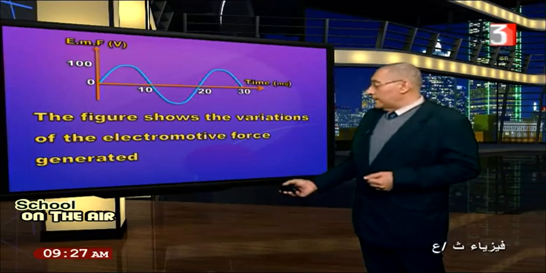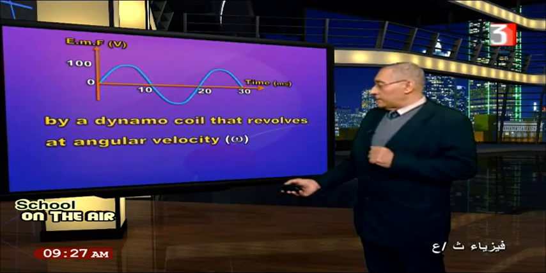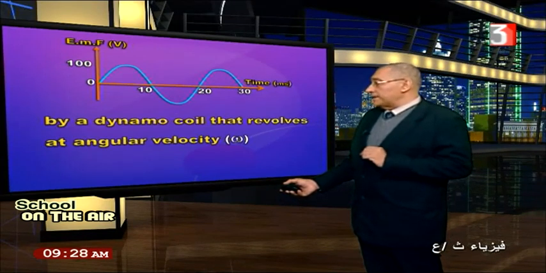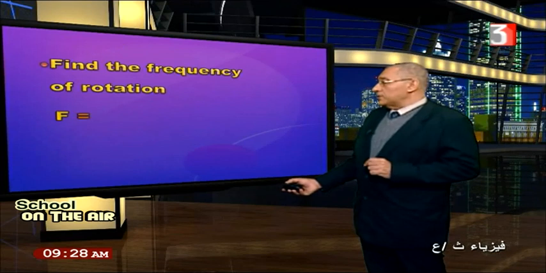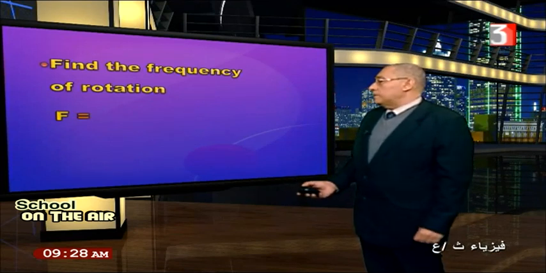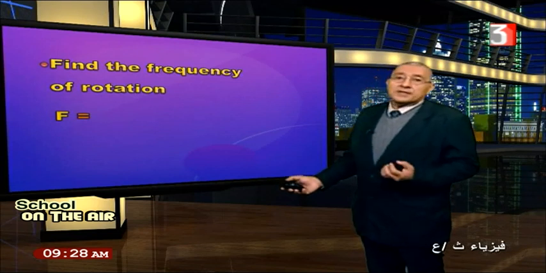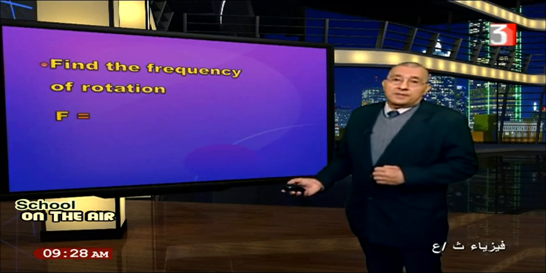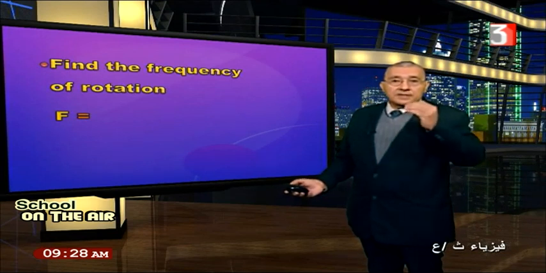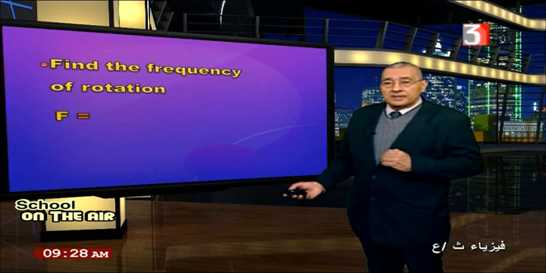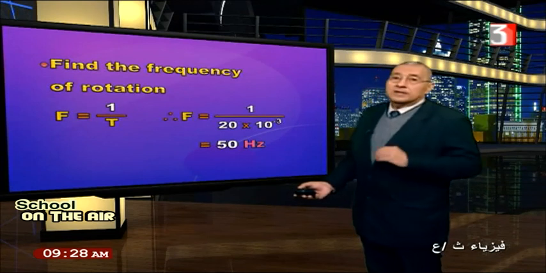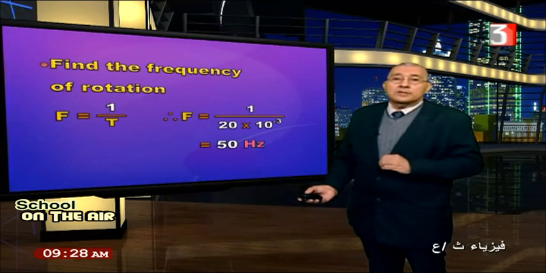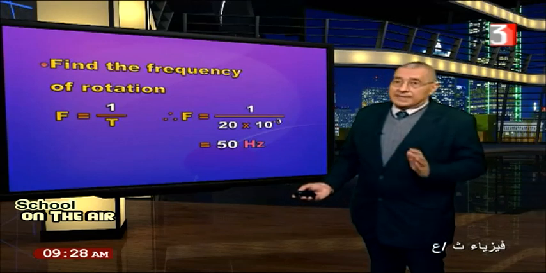The figure shows the variation of the electromotive force generated by a coil of a dynamo that revolves at an angular velocity omega. Okay. What about the question? Find the frequency of rotation. Frequency is the reciprocal of the periodic time. Cycles over time. Okay, it is 1 over periodic time, 20 times 10 to the power of negative 3. So it is 50 cycles per second or 50 hertz. It's all an easy, clear-cut question.